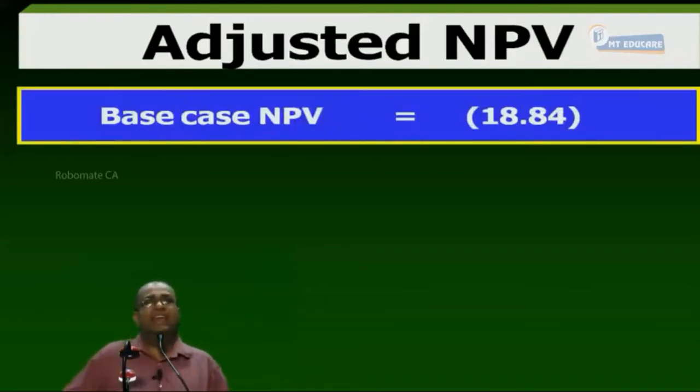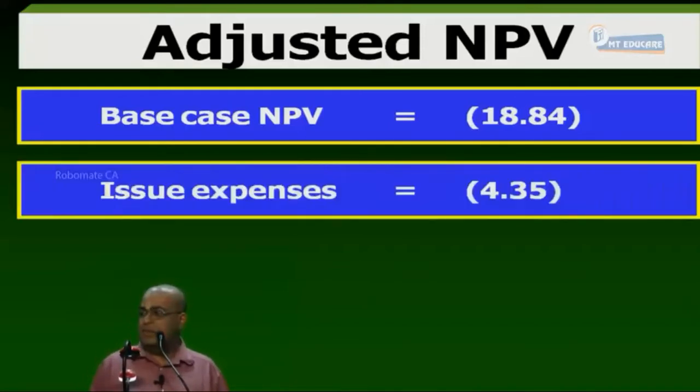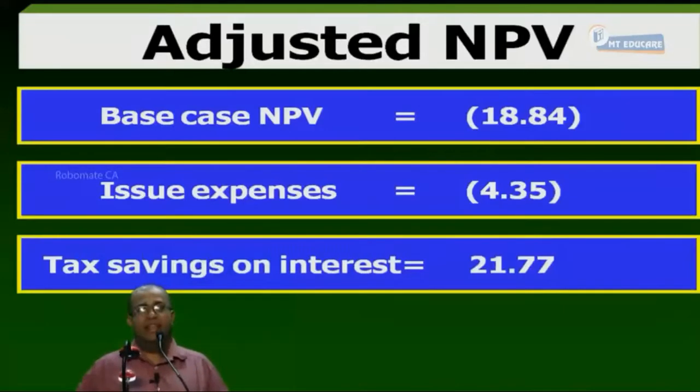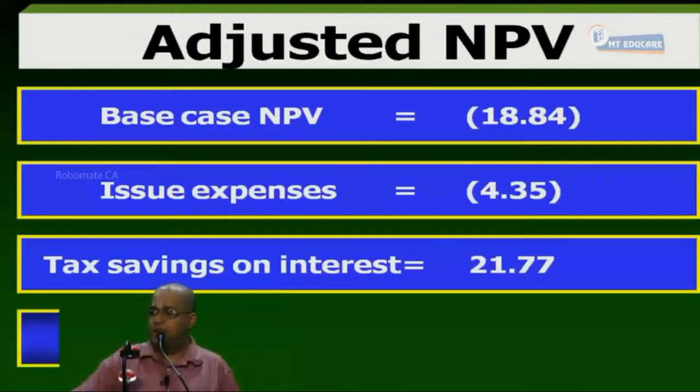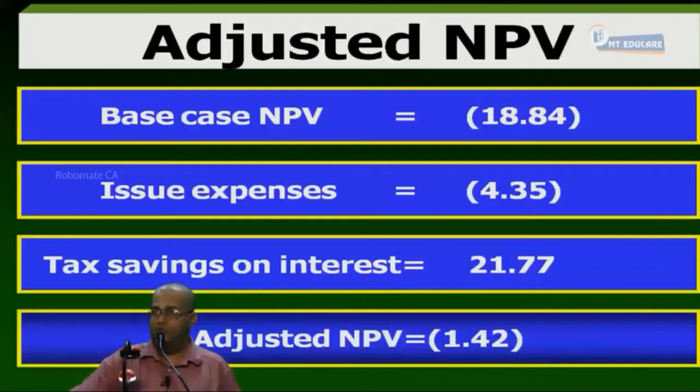Now, base case NPV is minus 18.84 lakhs. Accepted or not? Minus 18.84 lakhs. Two more adjustments are required. One is issue expenses, 4.35 lakhs. That is also negative, only outflow. Then tax savings on interest, 21.77, an inflow. If I knock it off, what I get is adjusted NPV of minus 1.42 lakhs.